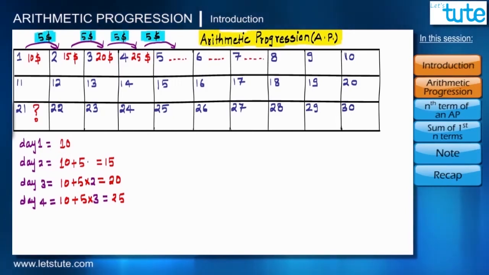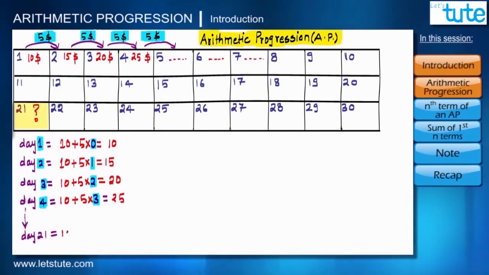Now we can observe here, on day 2 the increment was 5, so we can write 5 as 5 into 1, and similarly on day 1 we can write it as 5 into 0. That will give me 10 only. So observe here, on day 1 the increment was 0, on day 2 there was 1 increment, on day 3 the increment was doubled, and on day 4 the increment is 3 times. So we can say that on day 21, that is on 21st November, the increment will be 20 times, that is 10 plus 5 into 20, and it will give me 110.